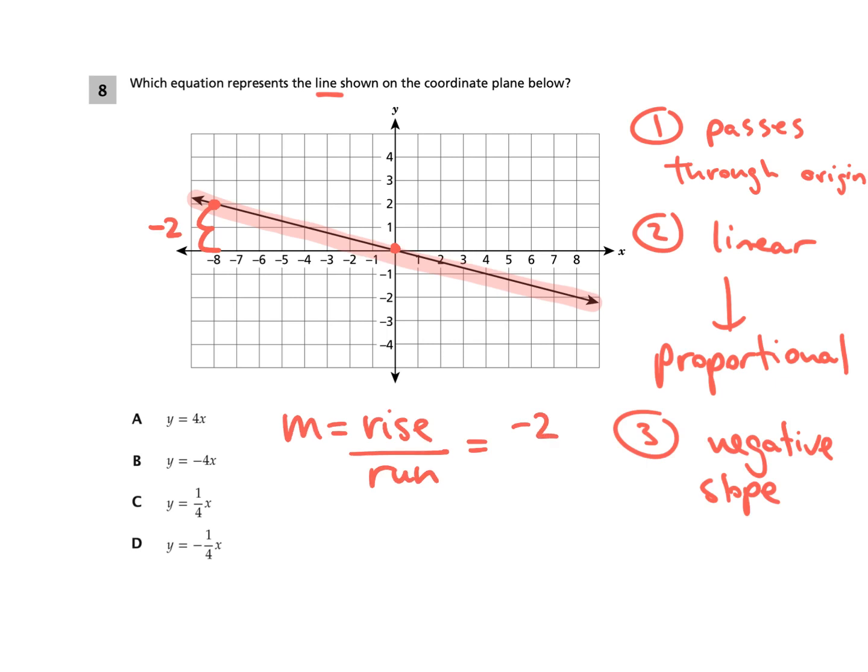And my run, I'm just going to make it in a different color, just so it's easier for you guys, is 1, 2, 3, 4, 5, 6, 7, 8. So it's divided by 8, but it's positive 8 because I'm going to the right. So now all I have to do is simplify and put it into y equals kx.